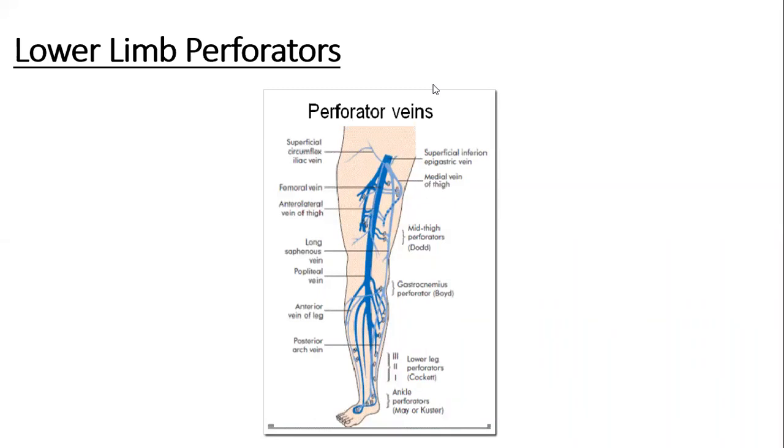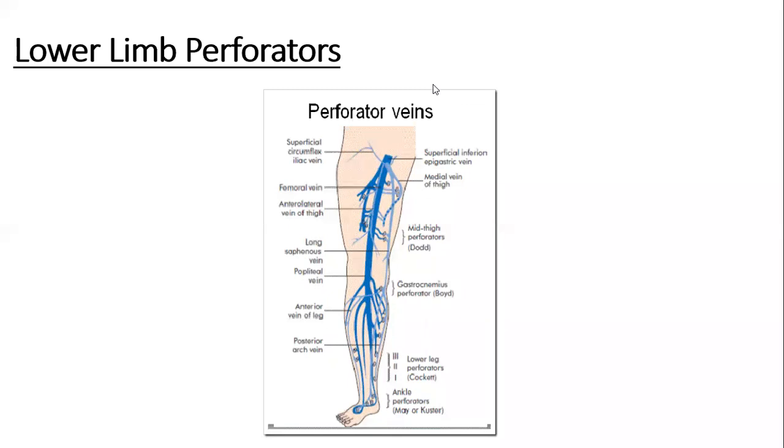So, what are perforators? Why are they called perforators? Perforators are basically the small vessels that connect the superficial veins of the lower limb with the deep veins of the lower limb. They are called perforators because they pierce the deep fascia in order to establish the communication between the two sets of veins in the lower limb, that is superficial and deep.